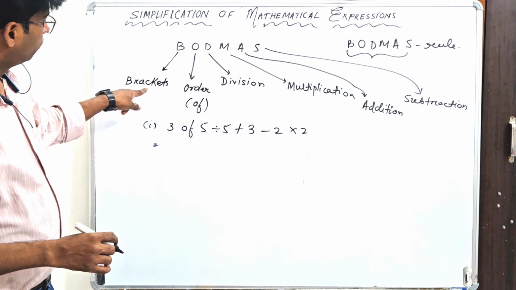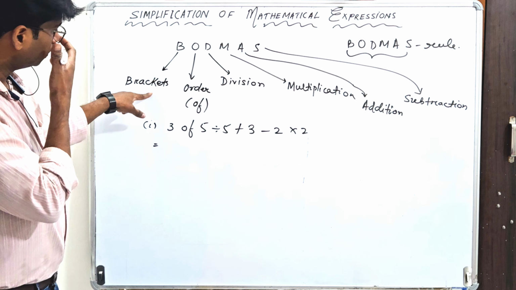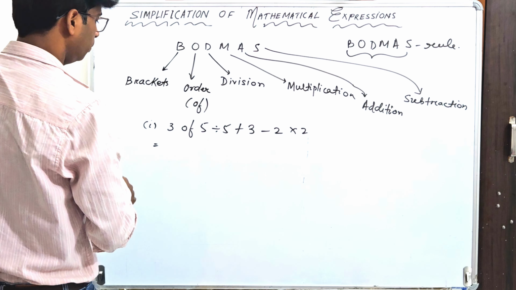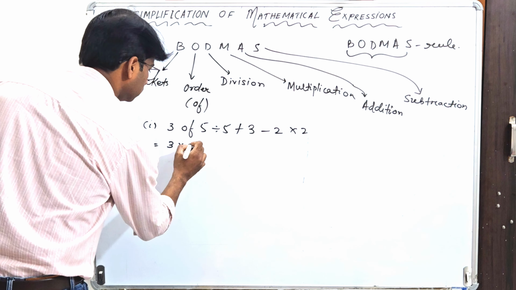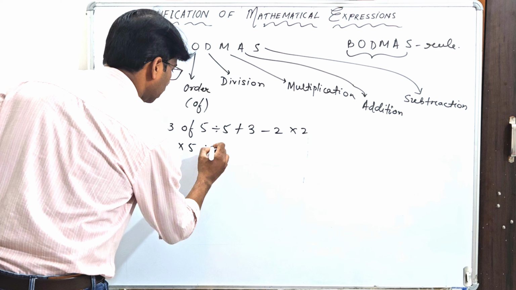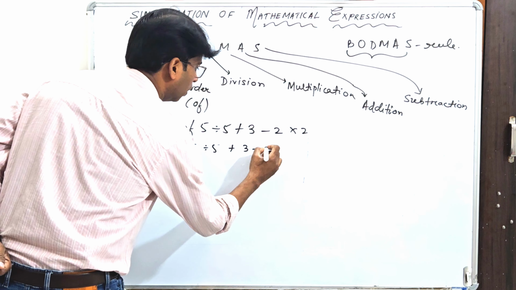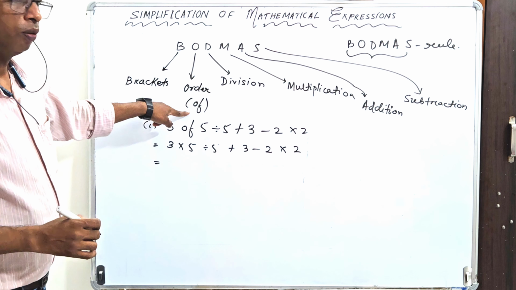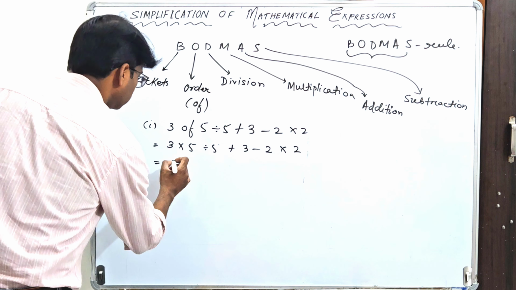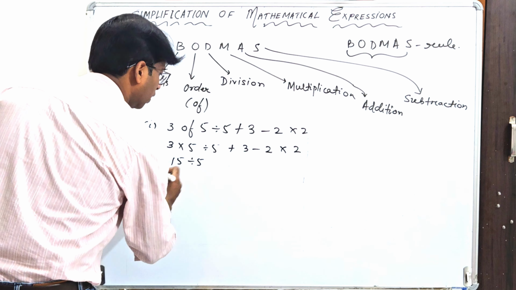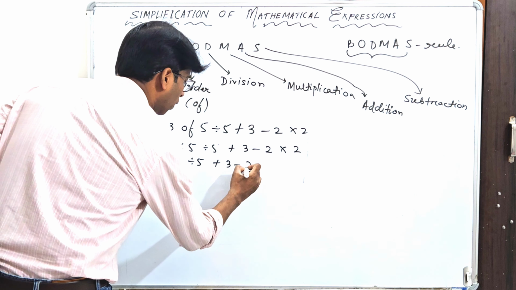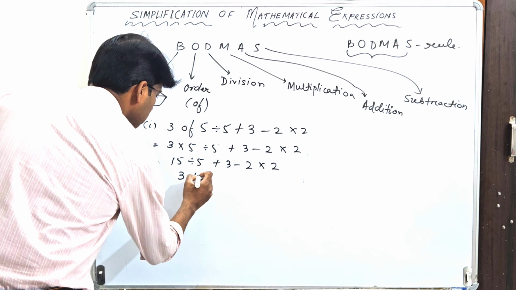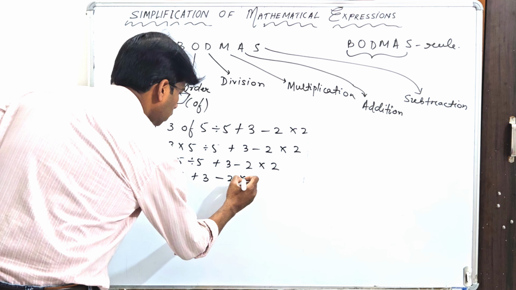So first of all, what is it? Brackets. Here no brackets are there. So here of is there. Of itself means into. Then divided by 5. Then plus 3 minus 2 into 2. As we know, of has to be operated first. So 3 into 5 how much? 15. Divided by 5 plus 3 minus 2 into 2. This is equal to 3 plus 3 minus 2 into 2.